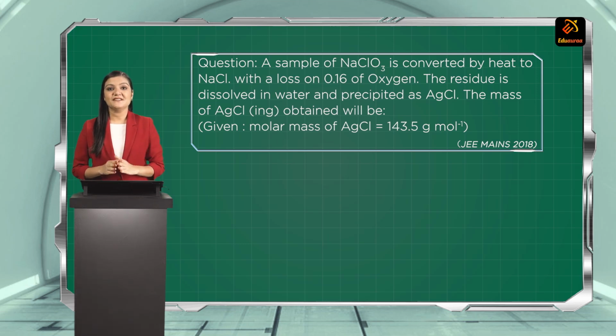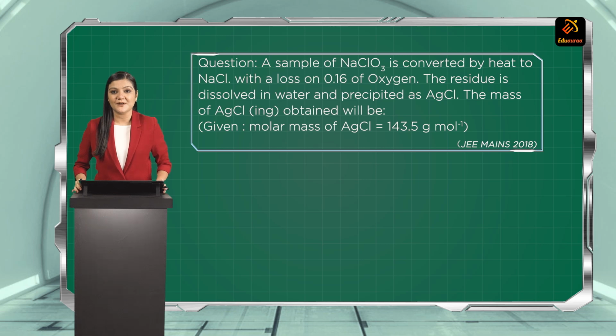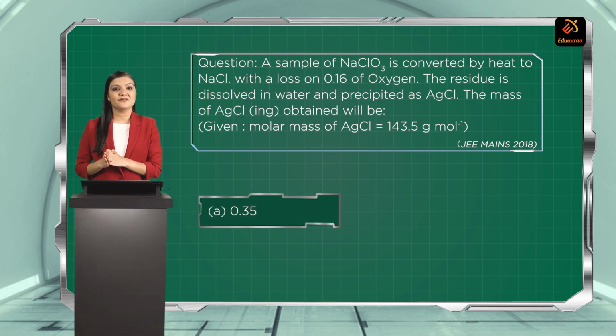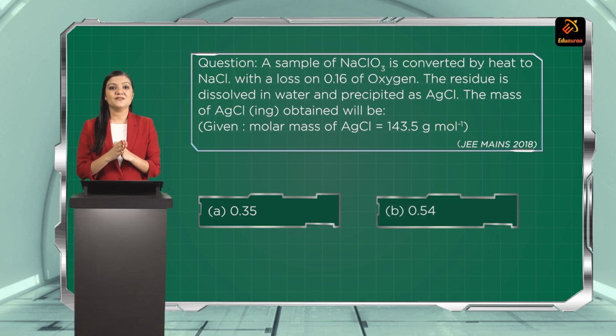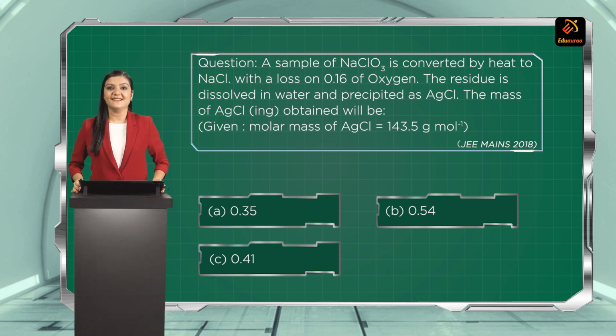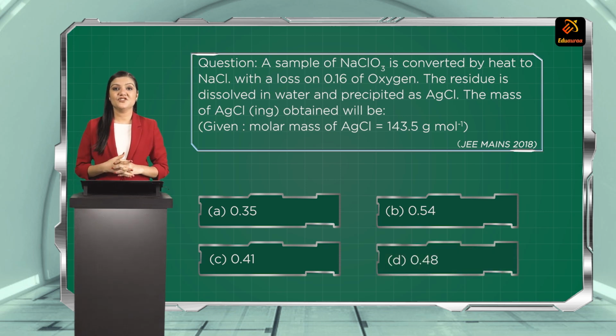Given information is molar mass of silver chloride, that is AgCl, is 143.5 gram per mole. The options are option A 0.35 gram, option B 0.54, option C 0.41 and the last option is 0.48. This question was asked in JEE Mains 2018.